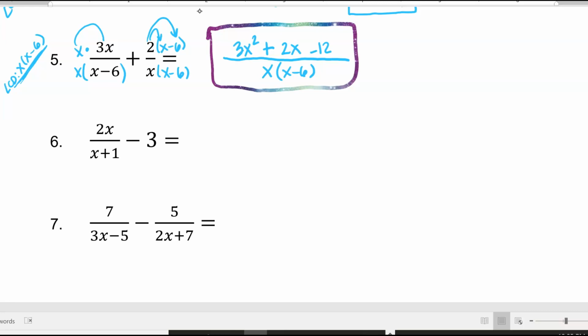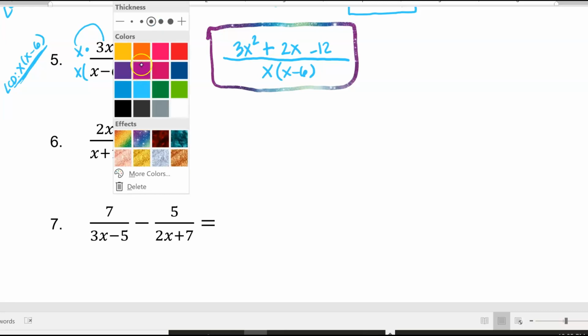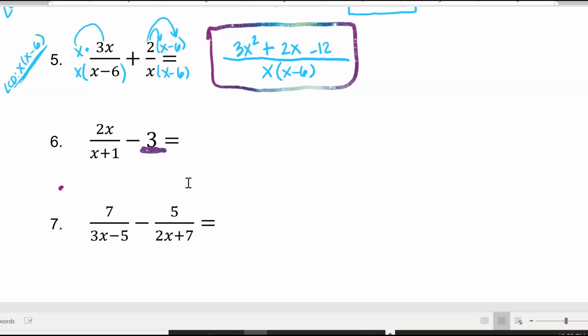All right, then number 6, this 3 right here is over 1, of course. So our LCD is pretty simple here. It's just x plus 1. There's no need to say times 1, because anything times 1 is itself. So our LCD here is x plus 1.